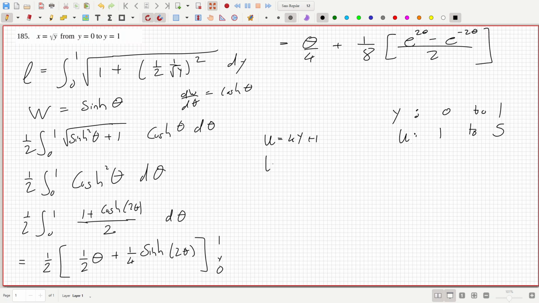Then the next one is u equals v squared. So when the u is 1, the v is 1, but when the u is 5, the v is actually root 5. And I realize there's a plus or minus issue here, which I'm just going to hope is not going to mess things up and just pretend I don't see that.